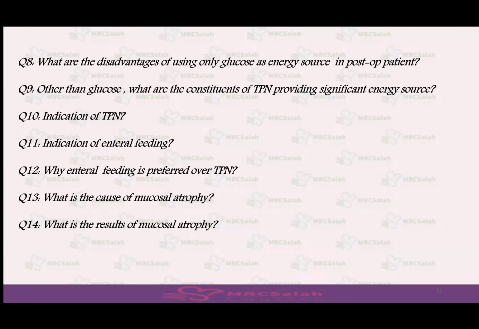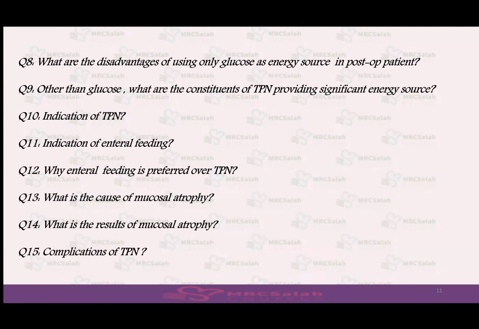What are the results of mucosal atrophy? Why are we afraid of it? Perforation, probably. No. Bacterial translocation. And also loss of cellular adherence. Okay. It will not reach the extent of perforation, inshallah.